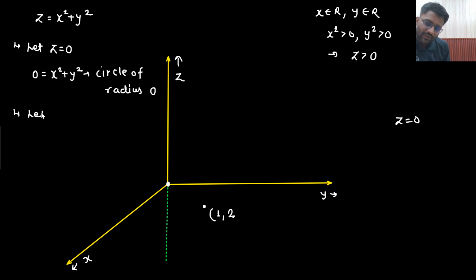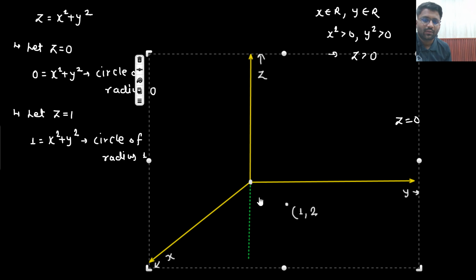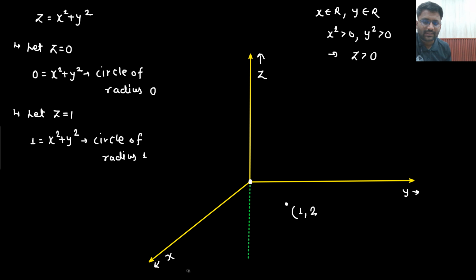Let z equals 1. So what will you be getting? Put z equals 1 here: x square plus y square equals 1. What is this? This is a circle of radius 1. That means what you need to do now is make a circle of radius equal to 1 when z is 1.